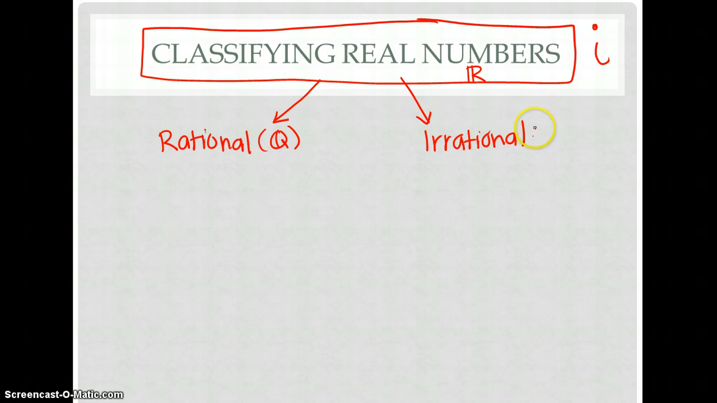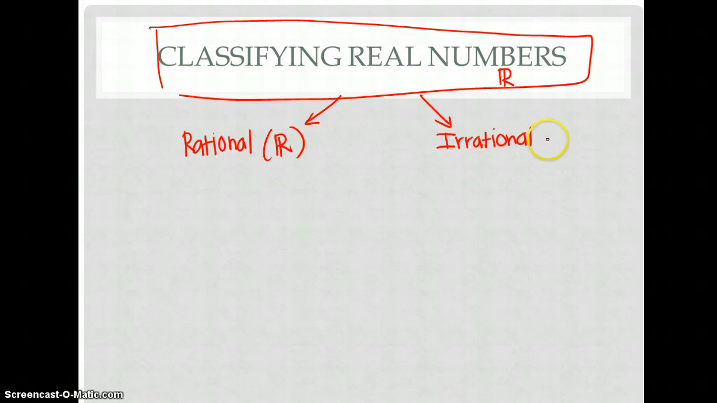The irrational set we represent with a block I. What's a rational number? Look at the word ratio. Ratio means fraction. Sorry, a little technical difficulty there. And how do we know if a number is a fraction? Well, if it's written as a fraction, that's pretty obvious. For instance, 2/3. But what else can be written as a fraction?